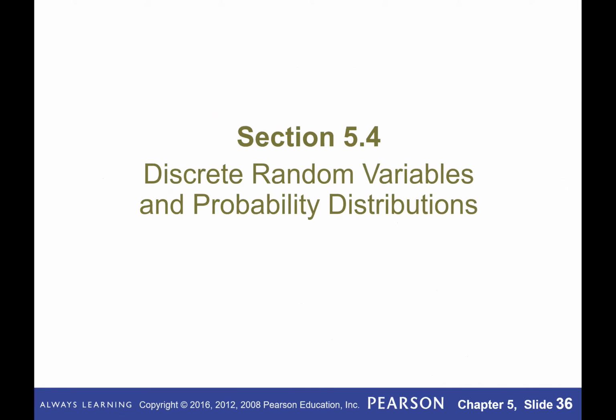Okay, the next section is section 5.4. This is about discrete random variables and their probability distributions. So till now we discussed random variable and corresponding probability, but we didn't discuss probability distribution. So now in this section, we'll cover discrete random variables and probability distribution. We already know discrete variables, but we do not know what discrete random variables are.